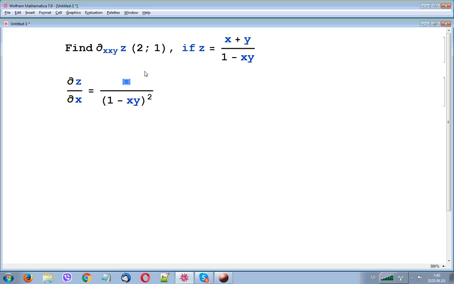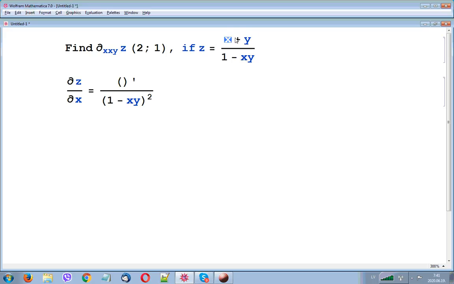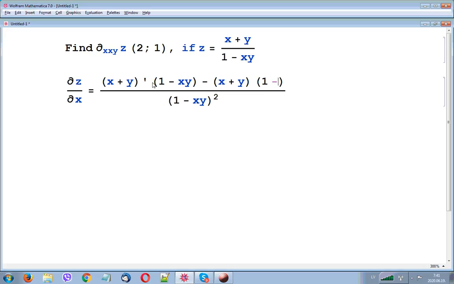And here you will have the derivative of the first function, which is above, multiplied by 1 minus xy, and minus the first function multiplied by the derivative of 1 minus xy. So now it is necessary to derive the rest. And let us copy this.